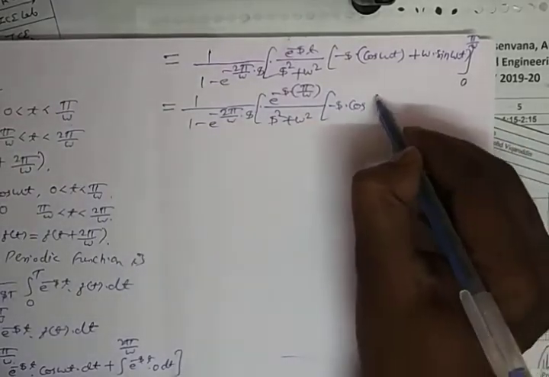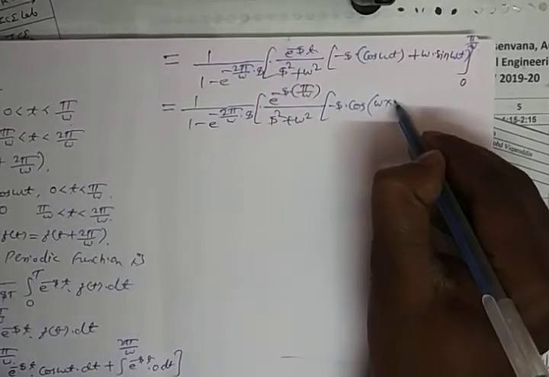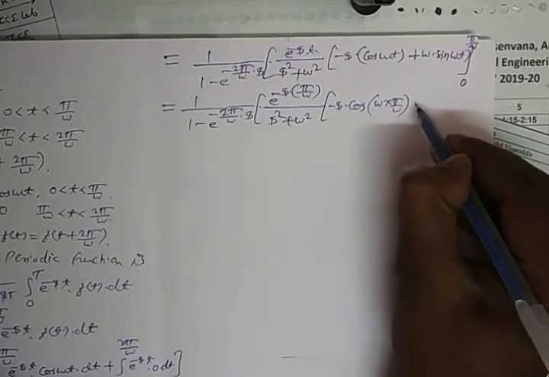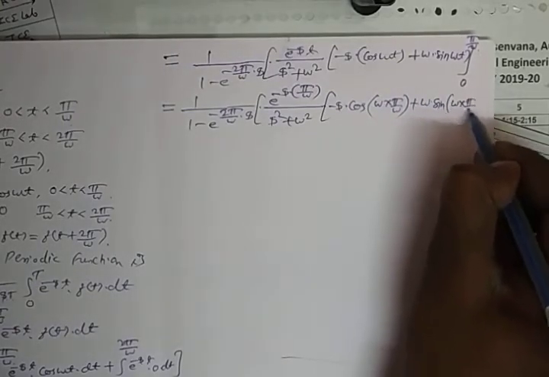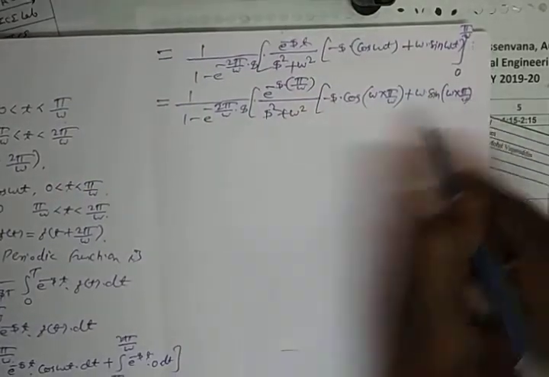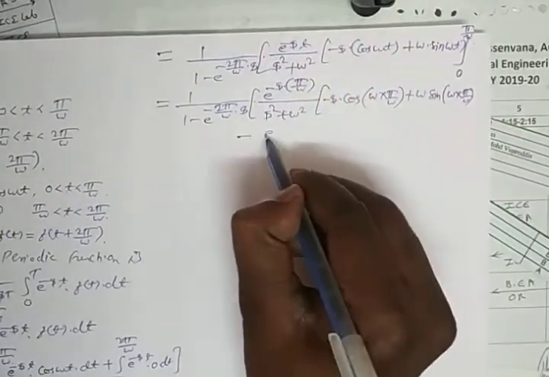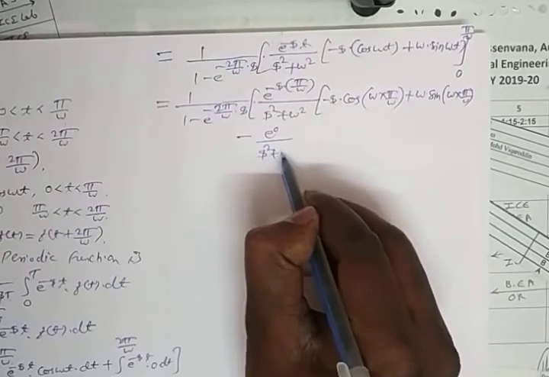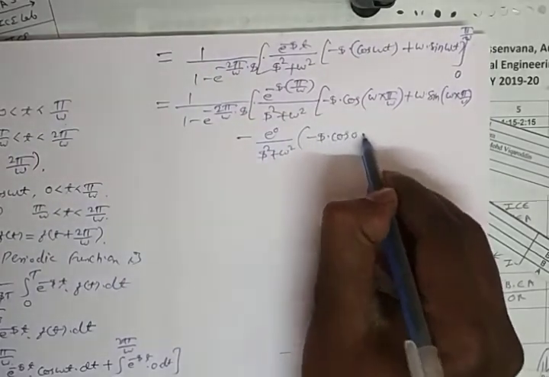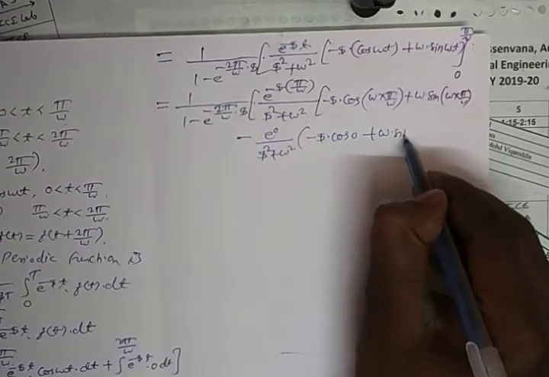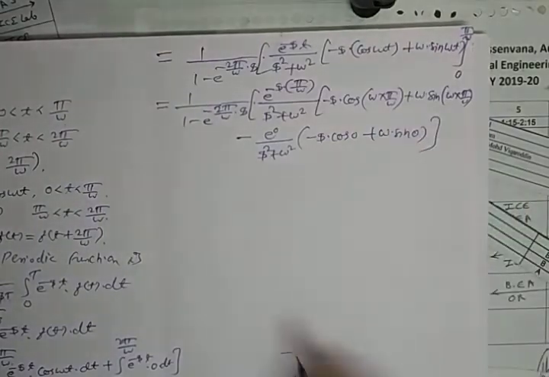cos of omega as it is, that is pi by omega, okay, plus omega into sin of omega into pi by omega, okay. So this is upper limit, minus lower limit, e raised to 0 upon a square plus omega square in bracket minus s into cos of 0 plus omega into sin of 0, bracket close.